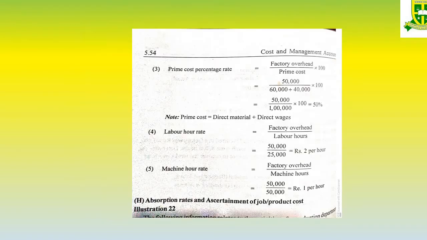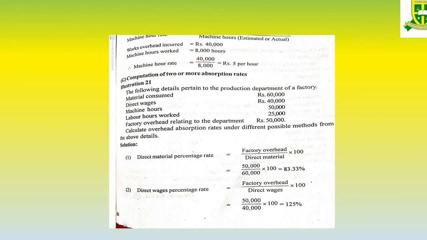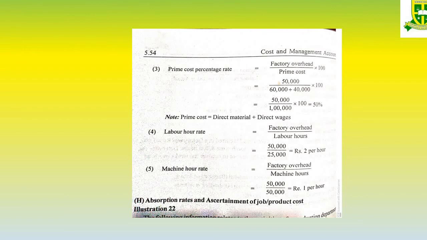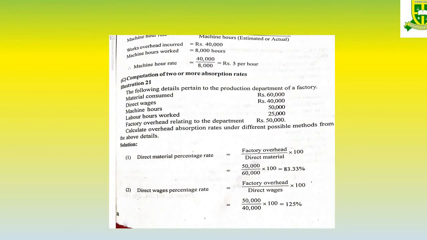The next model is to find out the absorption rates. There are 5 methods: direct material method, direct wages method, prime cost method, labor hour method, and machine hour method. These are the 5 different formulas under which we can calculate. The first one is the direct material percentage rate method. The formula is factory overhead divided by direct material into 100.